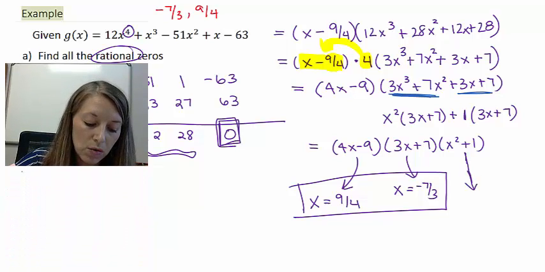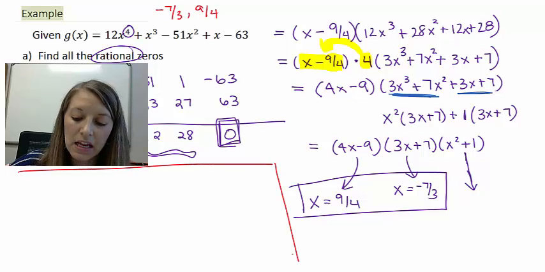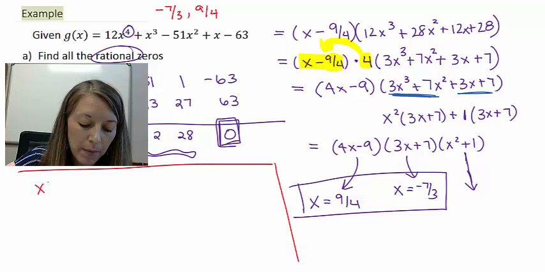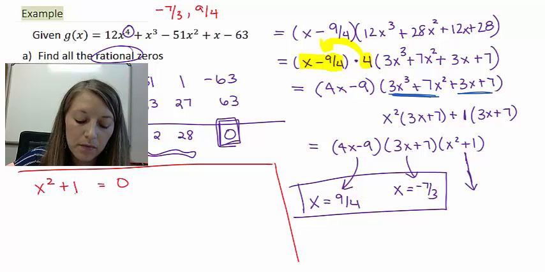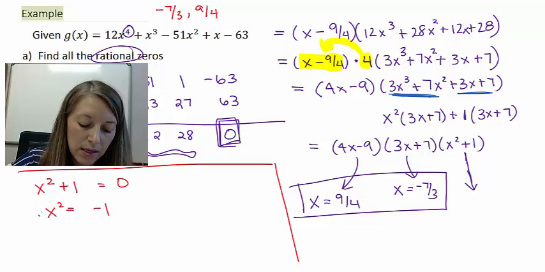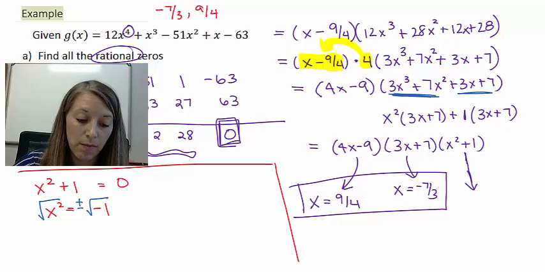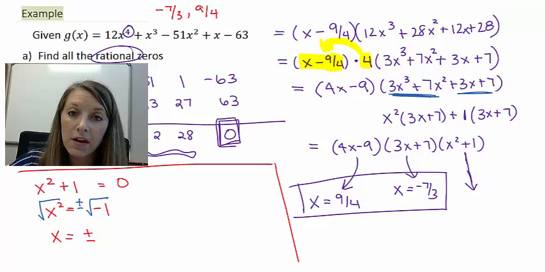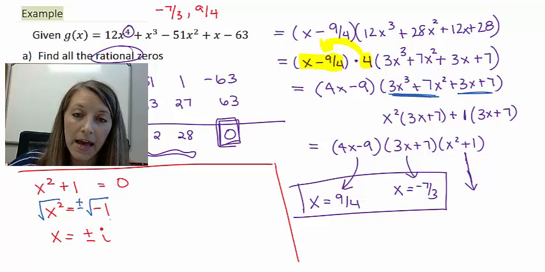So what I need to do then is I need to set that equal to 0. So what happens when I set x squared plus 1 equal to 0? If I move 1 to the other side, that gives me x squared is equal to -1. Then I take square roots to get rid of my square, which forces in my plus or minus. And that tells me that x is equal to positive or negative square root of -1, which we know as i.